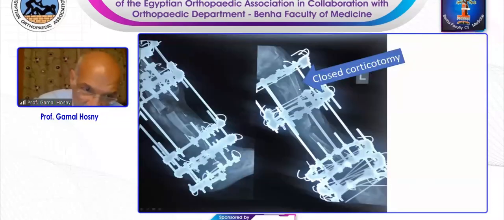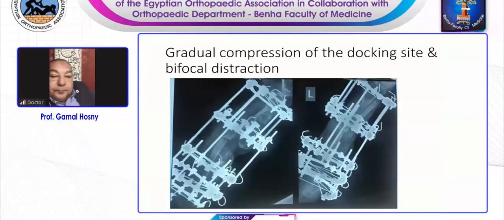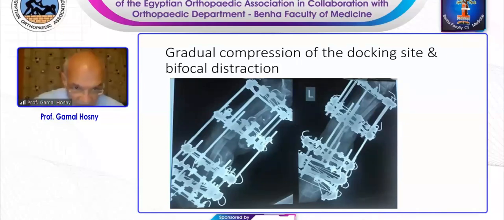So we did a closed corticotomy of the proximal part, and we did an open corticotomy of the distal part, here. And we fixed the heel to correct the equinus deformity. So this was osteoclasis. This is the best corticotomy. It's not open. We kept all the blood supply. And we removed this part of the fibula and did an open corticotomy through bifocal corticotomy. Then we did gradual compression. Gradual compression, bifocal distraction, one from the closed corticotomy and one from the open one.